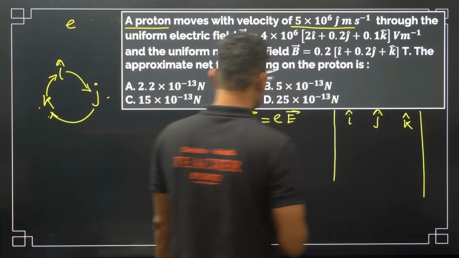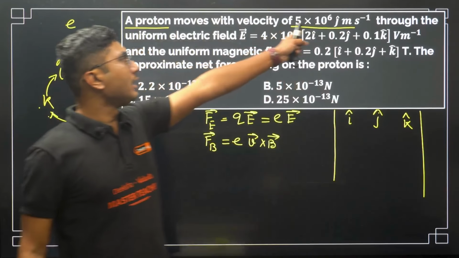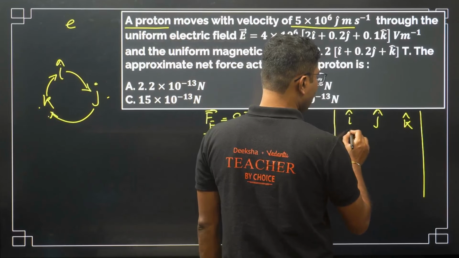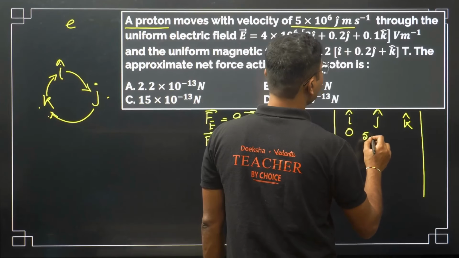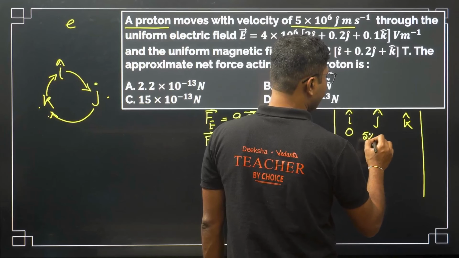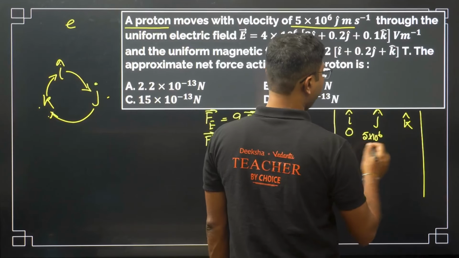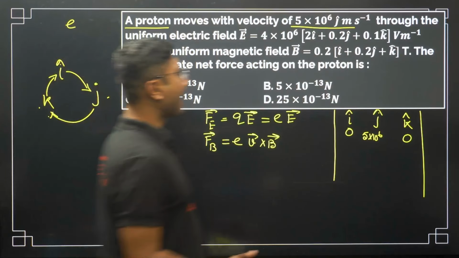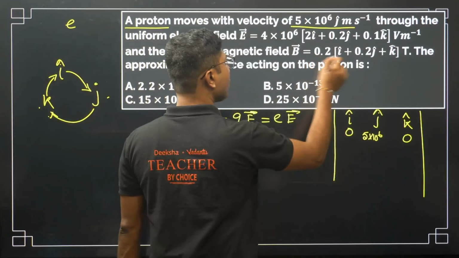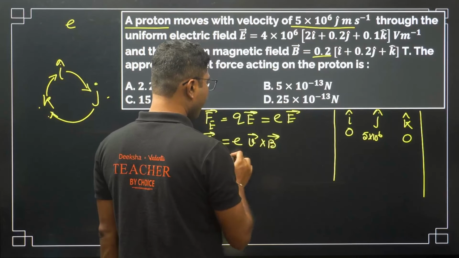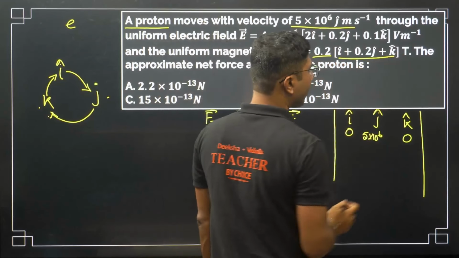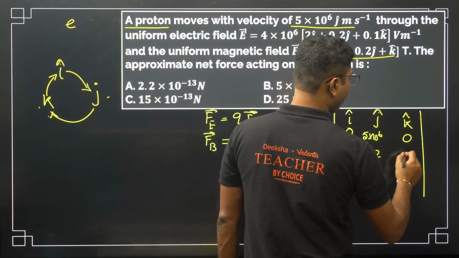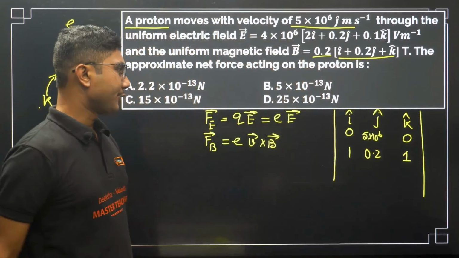So what is V? V is only j cap, right? Only j cap means this is 0, 5 into 10 to the power of 6 j cap, and this is also 0. What is the magnetic field? Magnetic field, 0.2 is common, so we can take that 0.2 over here as well. So we will only put these values over here: 1, 0.2 and 1. Now let's do the multiplication, right?